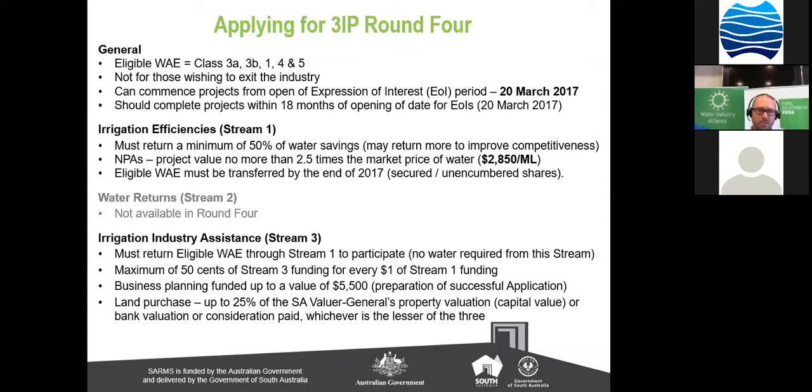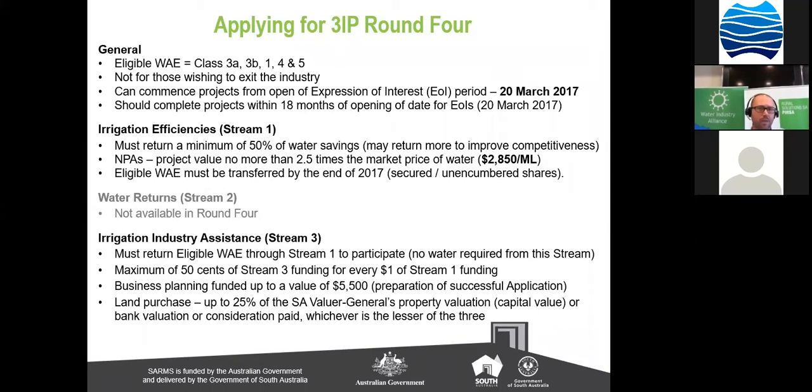But really what this is trying to say is that in order to participate, you need to be able to return water. And we call that eligible WAE, which is the eligible water access entitlement, which relates to those water access entitlements in the SA River Murray region, which are class 3A and B, which are irrigation licenses, and then 1, 4 and 5, which are stock and domestic recreation and industry water. So we'll accept any of those classes of water.